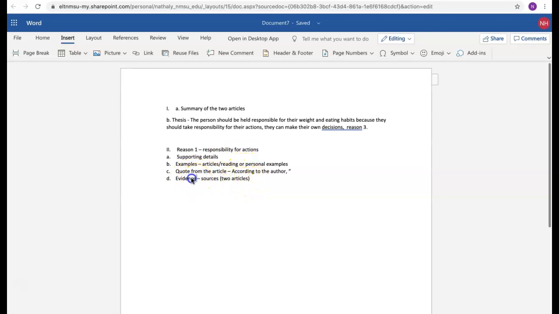Just remember that whatever you use as evidence, quotes, or examples, whatever it is, has to relate back to this reason, and this reason has to relate back to your thesis. So everything goes back to the thesis statement. Then, after we've done this, we go ahead and we move on to our third paragraph, which is reason 2, right? So then after we've done that, again, we have supporting details.